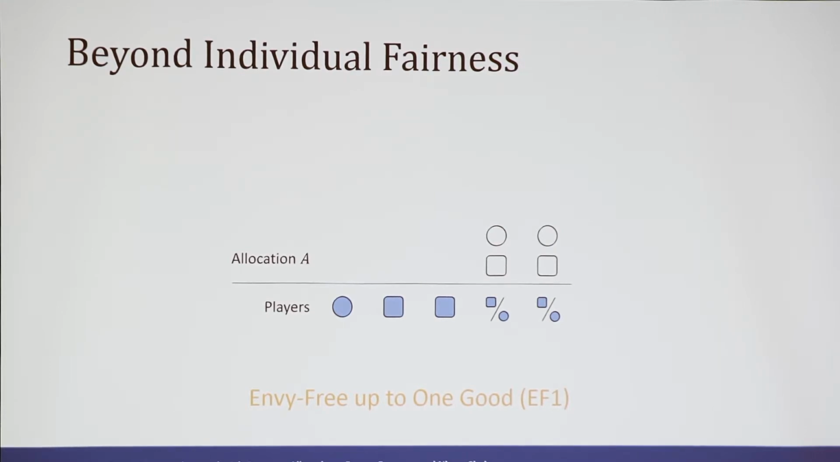So let me explain this picture. We have these 5 different types of players or agents. Circle agents care only about circle goods. Square agents care only about square goods, and these square/circle agents care about both equally. And if we're allocating 2 circle goods and 2 square goods, we might do something like this. And if you check, this is actually EF1.